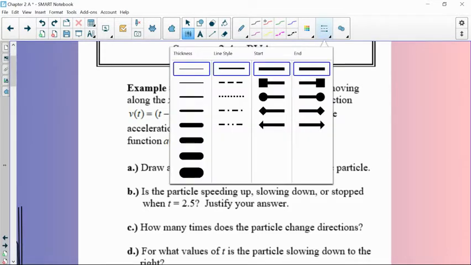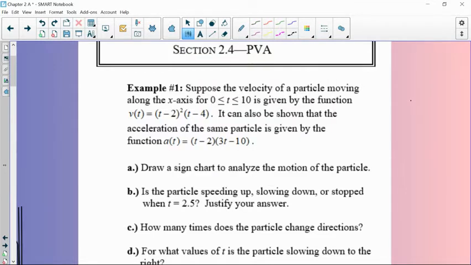These are similar things I would ask if you had a graph of position versus time, or velocity versus time. Okay, so it gives us the velocity equation, and it actually gives us the derivative, the acceleration. On an AP exam, most likely you'd have to actually find that derivative. You have a product rule there, chain rule. I'm okay with doing it now, but just to save time. So it says draw a sign chart to analyze the motion.